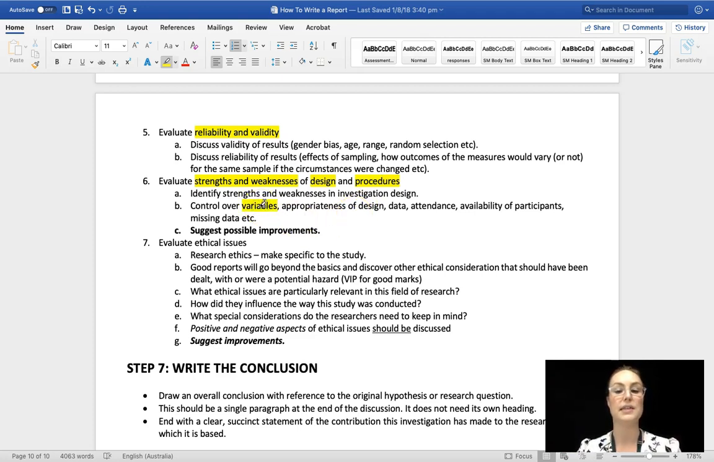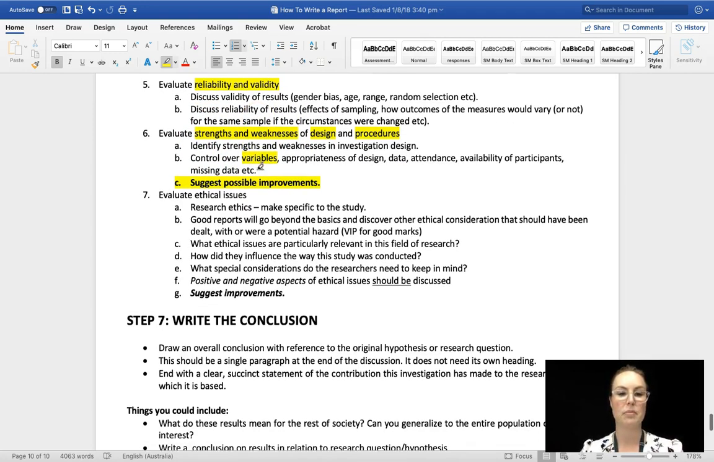Look at things like extraneous variables. Look at perhaps the participants. Was there any missing data? And again, really important that you suggest some possible improvements. Here, students will usually have one paragraph for strengths, one paragraph for weaknesses.